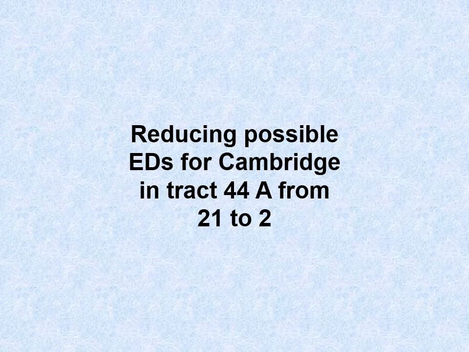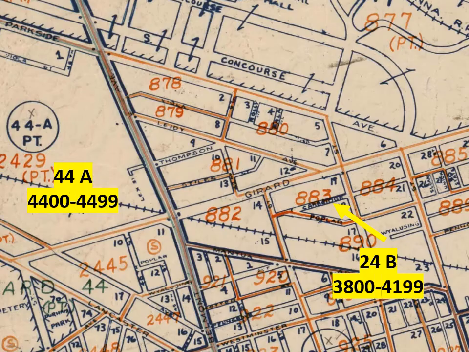So what I'm going to show you is the reducing possible EDs for Cambridge in tract 44A from 21 to 2. Here's Cambridge to the east of 44A. It's in 24B. There's the 3800 to 4199. That's not that far away in terms of addresses to my 4450. And Cambridge is 1 block south of Girard. I assume that wherever Cambridge is, it's 1 block south of Girard.